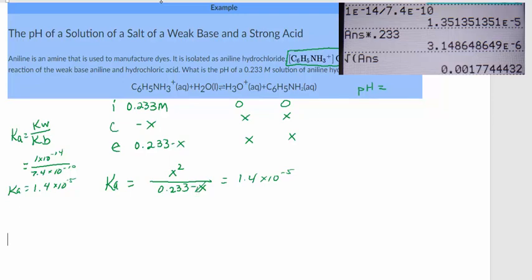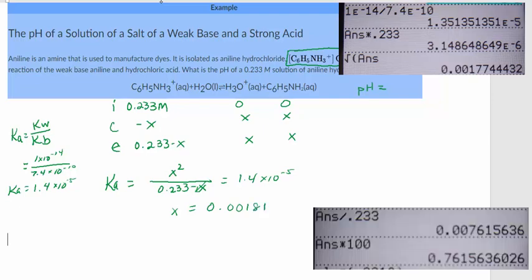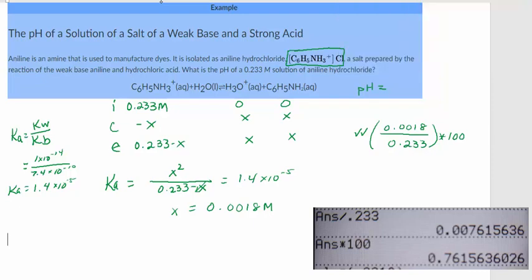So I'm going to solve for x, and my x value is 0.0018, capital M molar. Now I'm just going to do my double check over here. I'm going to take that x value, and I'm actually going to leave it in my calculator, and then divide it by my original concentration, multiply that by 100, and I get a percent value of 0.76%, so that is a valid substitution. I can do that simplification.